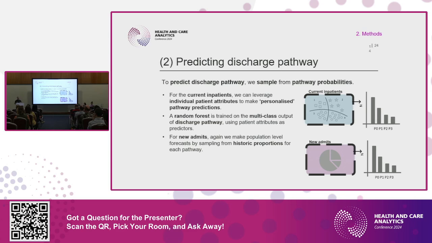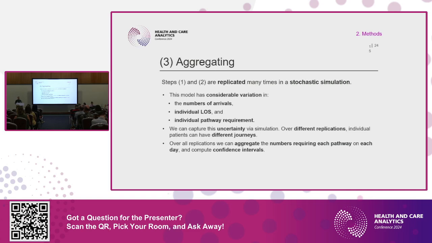Now, you might be wondering how accurate those predictions are, and for any given patient, getting both their discharge readiness date and their pathway correct is actually quite unlikely. But this is the beauty of stochastic simulation. I'm not trying to get the answer right for one patient. So I run this in a replication cycle of about 10,000. So I'm running about 10,000 simulations of this, and this allows me to capture the large amount of variation in the number of arrivals, individual length of stay, and individual pathway requirement. And essentially, I can then take the average journey that every patient takes over those 10,000 different replications. And I can also capture the confidence intervals. How different did their journey turn out over those thousands of different journeys that they took?